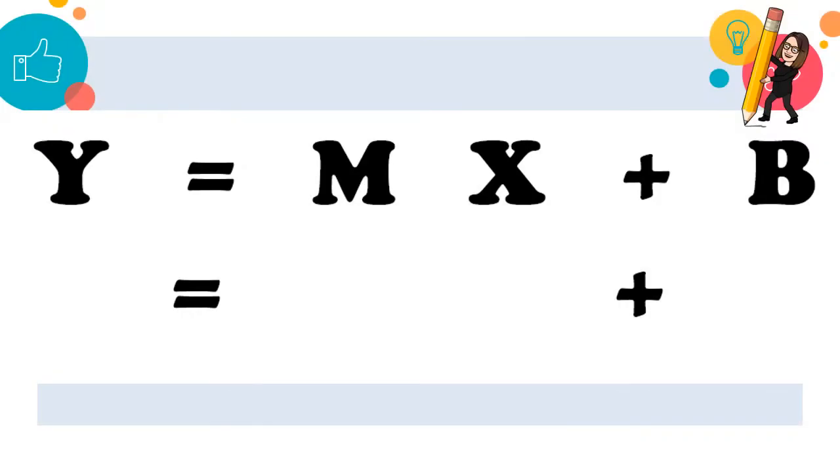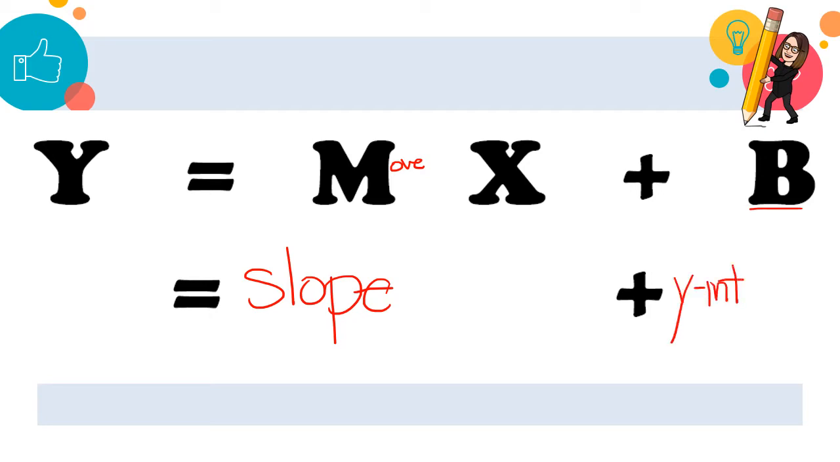Let's go ahead and talk about the parts of slope-intercept form. The first piece that we're most familiar with already is m. m represents your slope. You can think of m as what's your move? How do I move my graph? We then have b. b represents your y-intercept.